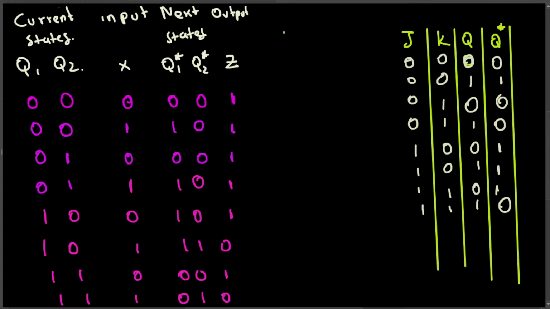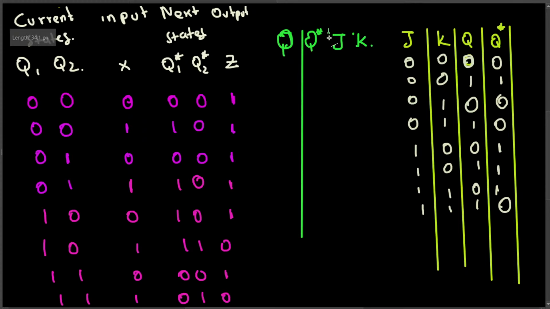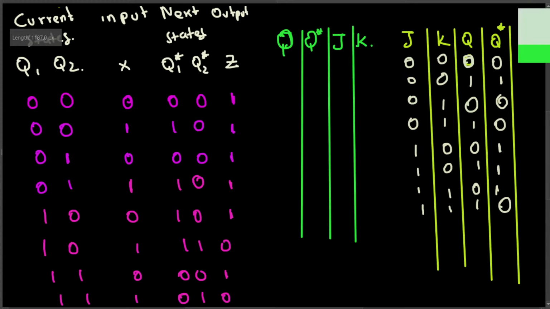So here I put J. Let's put Q and Q next state first, and then JK. Create the column for it. Okay, now let's look at the behavior.